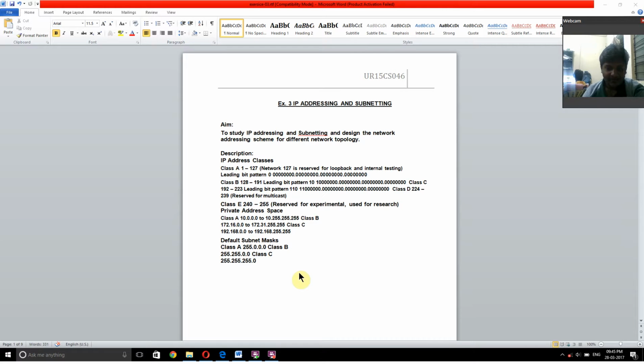And here we have to know about the default subnet mask for class A, class B and class C. For class A, 255.0.0.0. For class B, 255.255.0.0, and for class C, 255.255.255.0. Now let's go to the problems.